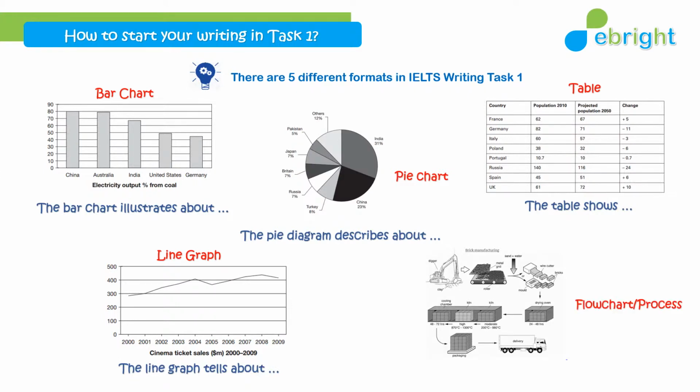And finally, you've got flowchart or process. You can start your sentence by saying the flowchart diagram or process explains about. Yes, as easy as pie. You can use this format to start your writing.